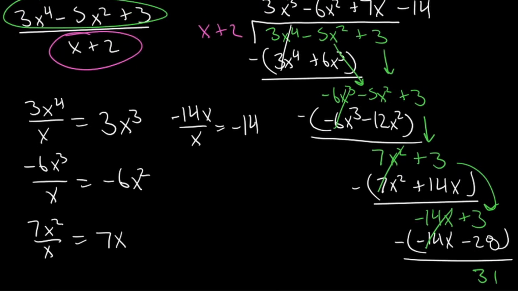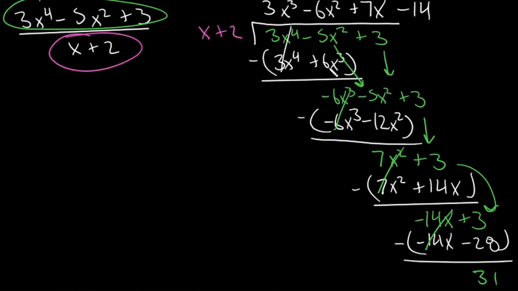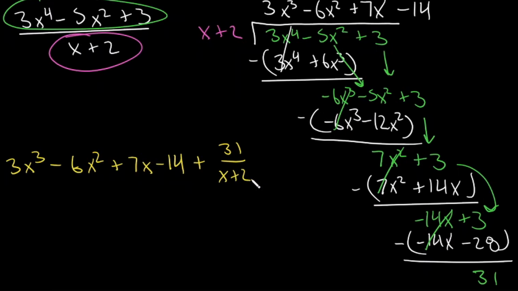So how are we going to write our answer? So let's start by writing our quotient that we have up here. It's going to be 3x cubed minus 6x squared plus 7x minus 14. But then we have to account for our remainder. So what we were trying to do here is 31 divided by x plus 2. And we couldn't evaluate that, so let's just add that on to the end. That's going to be plus 31 divided by x plus 2. So that's how you would add a remainder. You would just take the remainder and put it over your divisor.